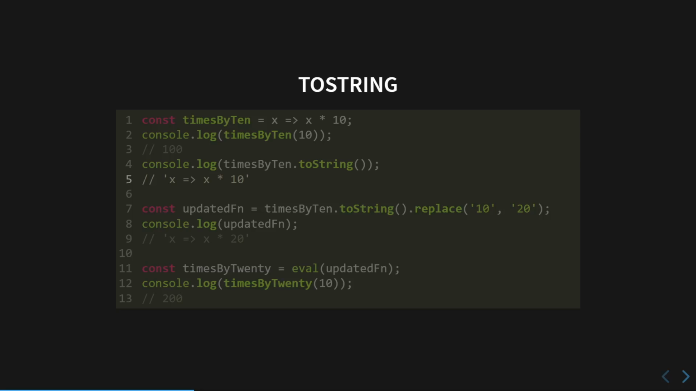And because it's a string, we can now manipulate it. So we can do something quite strange by saying, give me the string and then replace 10 with 20. And now I have this string, which is effectively a function, except it's replaced the 10 with 20. And now to turn this string back into a function, we can just evaluate it. So I've defined this new function timesBy20 by getting the string of another function, manipulating that string, and then converting it back into a function.